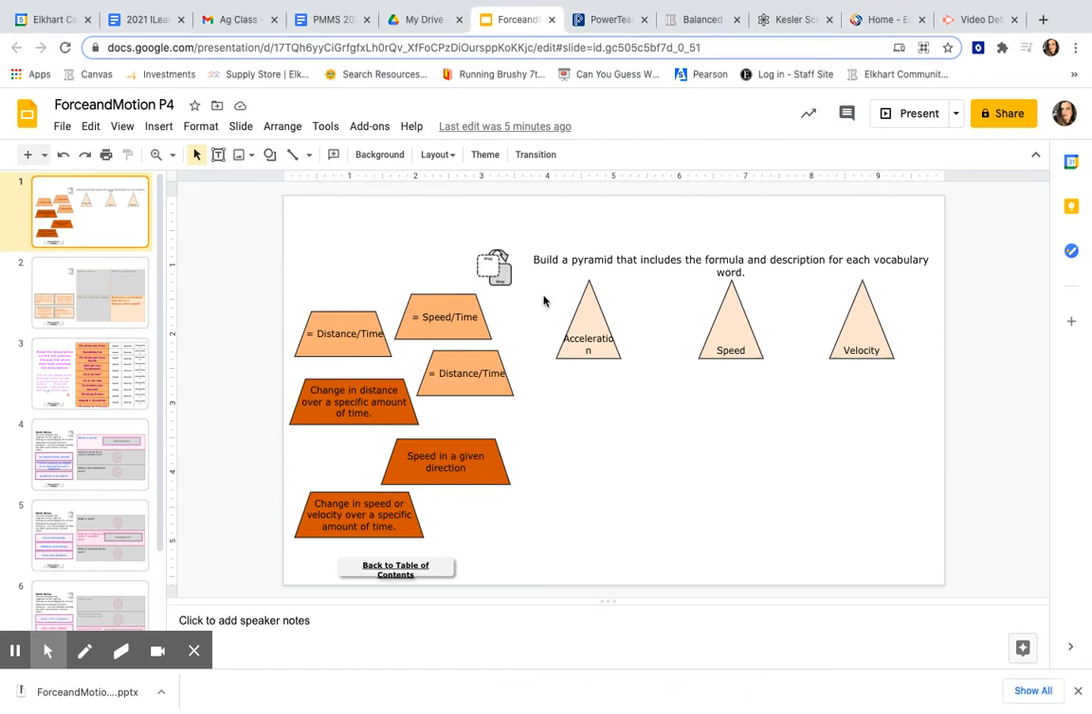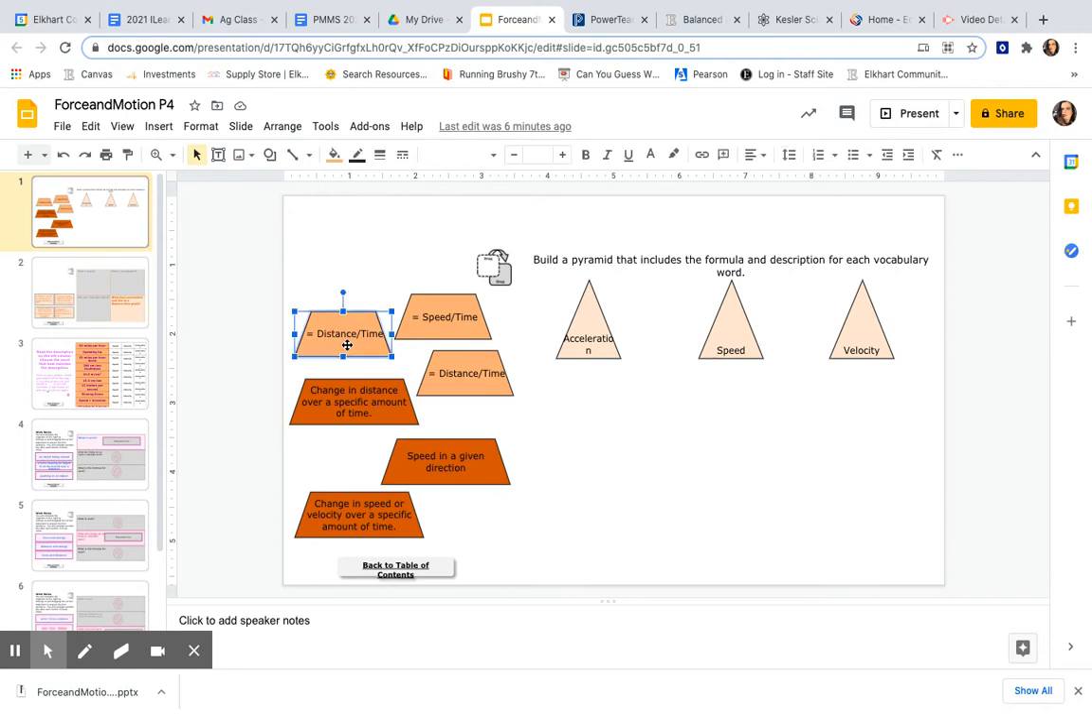All right, so today we're going to build a pyramid that includes the formula and description for each vocabulary word. So, how do you find acceleration? Okay, how do you find speed? And how do you find velocity? Okay, so for instance, for speed, what is speed? How do you find speed?